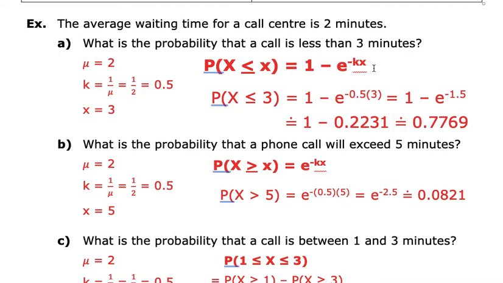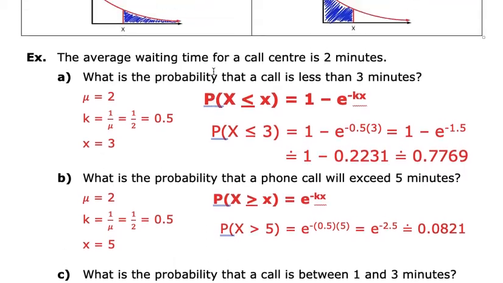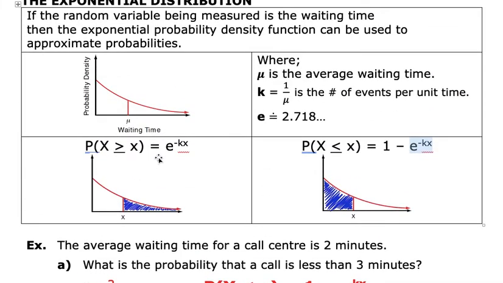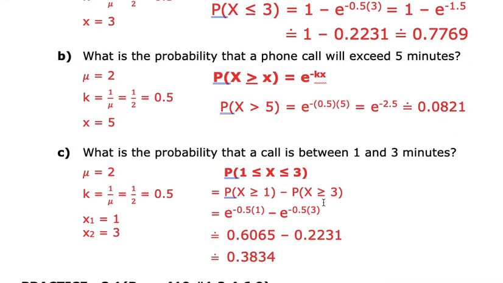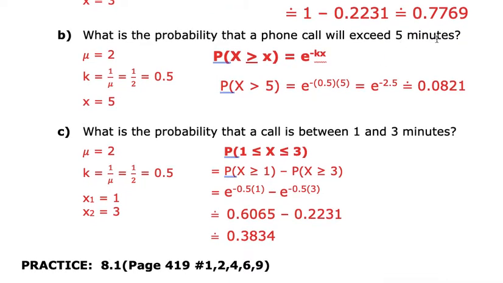Now, we use this formula here because we said less than, and we have to remember that our parent definition for our function is for greater than, so we'll use this whenever it's less than to get the left-hand side. So what is the probability that the phone call will exceed 5 minutes? If mu is 2, k is 1 over 2, same details with the exception of exceeding 5 minutes. Our parent definition is already measuring area to the right of a point x, so we just use the e to the negative kx formula and substitute.